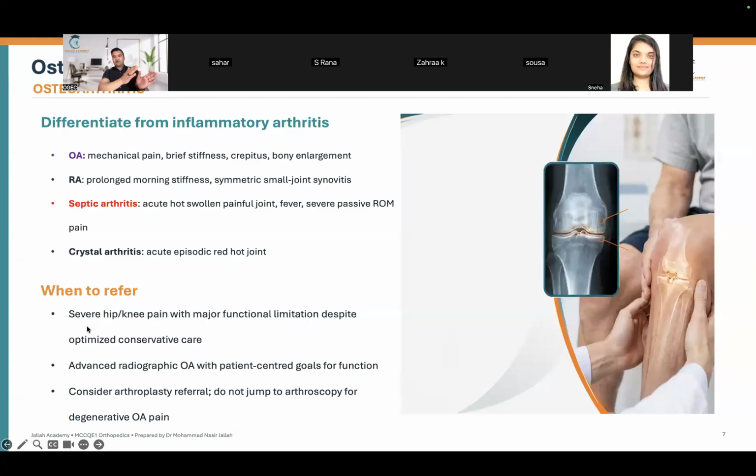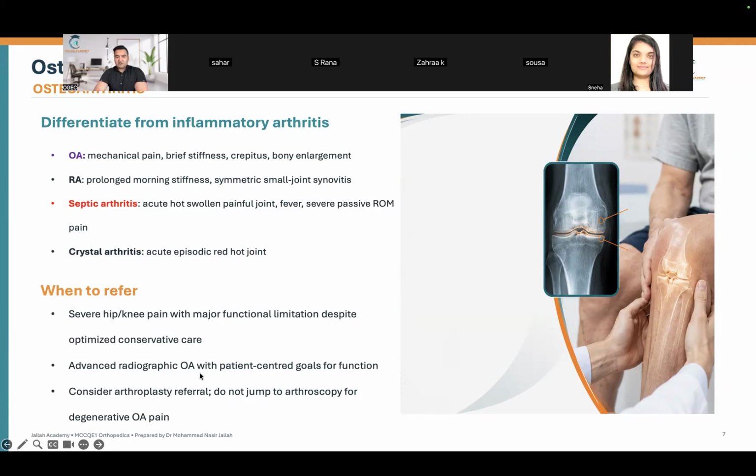So when to refer? When do we have to refer the patient with osteoarthritis to surgery or escalate the management plan? Severe hip or knee pain with major functional limitation. This is the key phrase for any surgery, okay? If the patient has functional limitation, then you have to escalate it.